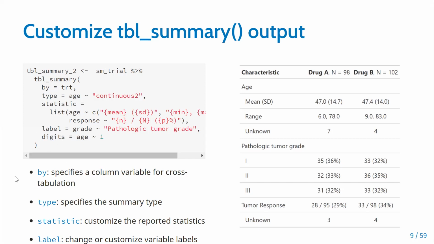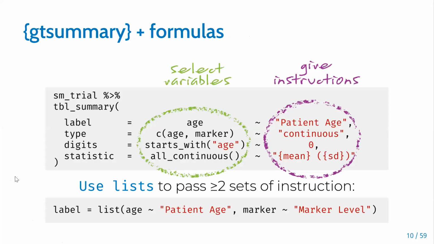Before we go on, I want to talk about how to actually make those changes in the syntax. gtsummary uses formula syntax quite heavily. On the left-hand side of the formula, you are going to do something to select variables. And on the right-hand side, you are going to give instructions. So for this very top label argument, we are on the left picking a single column called age, and we are saying display that as patient age instead of the default, which would be the variable name, or the label, capital H.